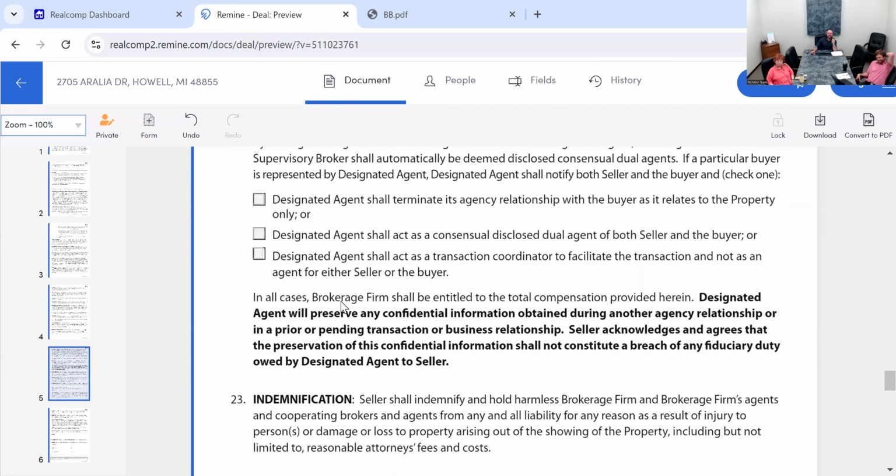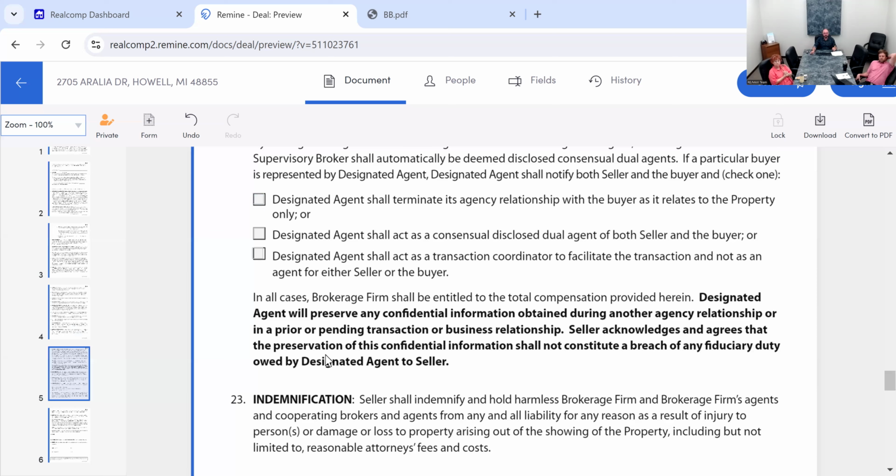All right. In all cases of the above, the brokerage firm, so Joe DeKrug, shall be entitled to the total compensation above, so the 6%. The designated agent, which is me as the listing agent, will preserve any confidential information obtained during another agency relationship or in a prior or pending transaction or business relationship. So if I was the buyer's agent, but now I'm terminating that buyer's agency, that doesn't mean I can just tell my seller all the stuff I know about the buyers.